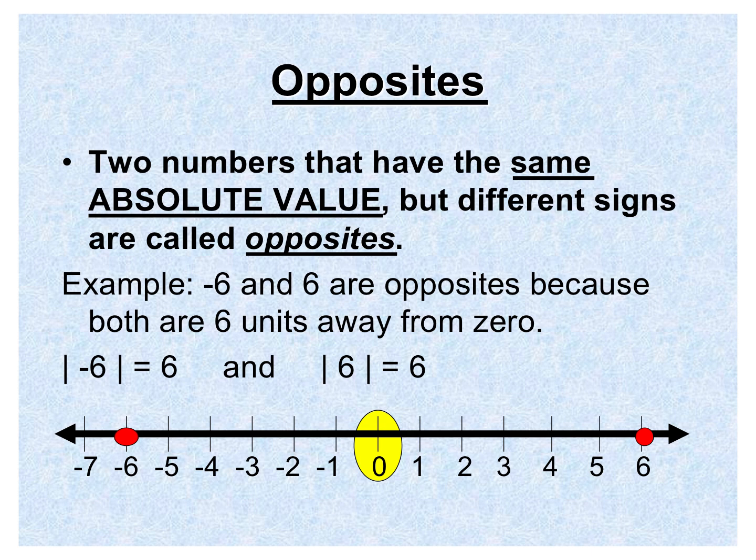All right, and now opposite numbers are just numbers that have the same absolute value, but they have different signs. So for example, negative 6 and 6 are opposites because they're both 6 units from 0, but they have different signs. So you see, this one right here gives you a negative 6. Its absolute value is 6.